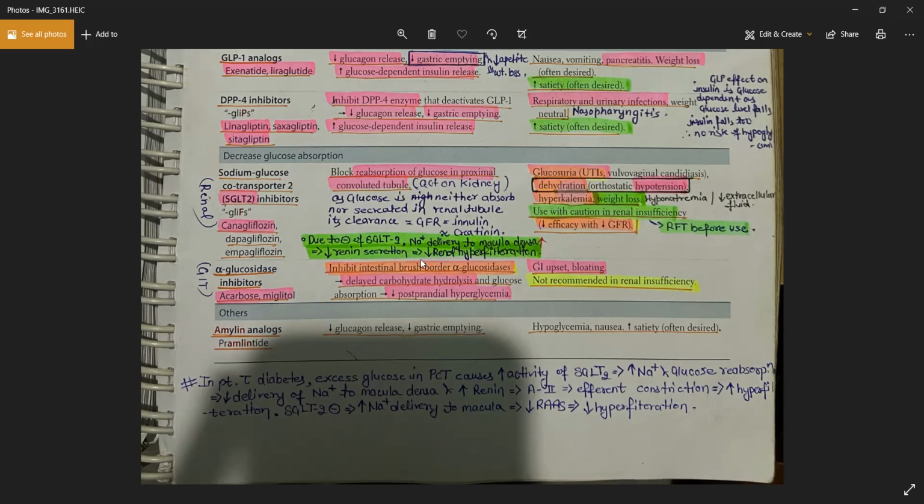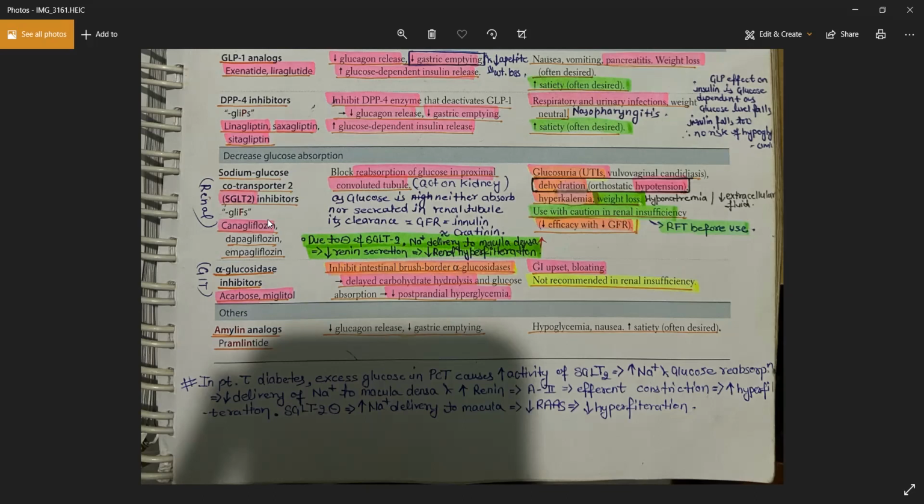And because these drugs are acting on the kidney, if they cannot reach the renal tubules, how can they act, right? So in case of renal insufficiency, because GFR is already very low, these drugs cannot reach the tubules and they cannot do their job, right? So before prescribing these drugs, you always need to check the renal function test. Just like your metformin, you need to check the renal function test or the creatinine level before prescribing these drugs. Is that okay?